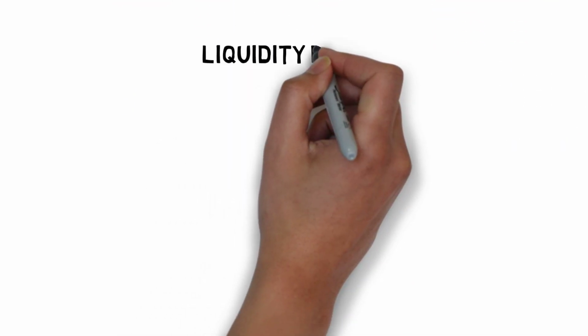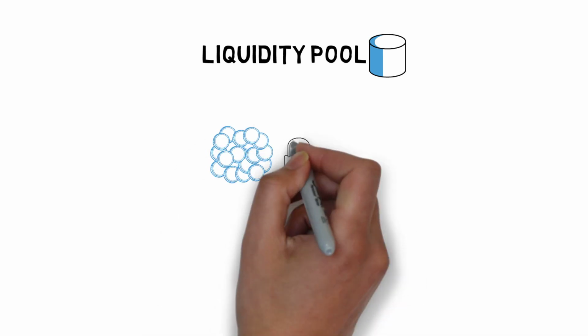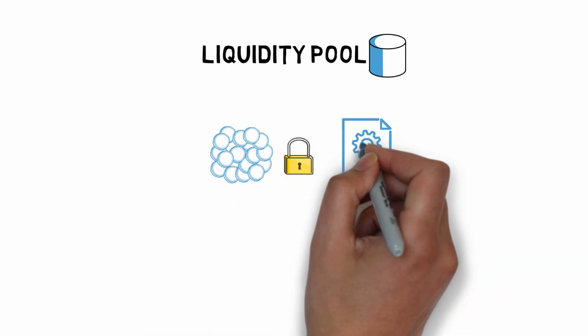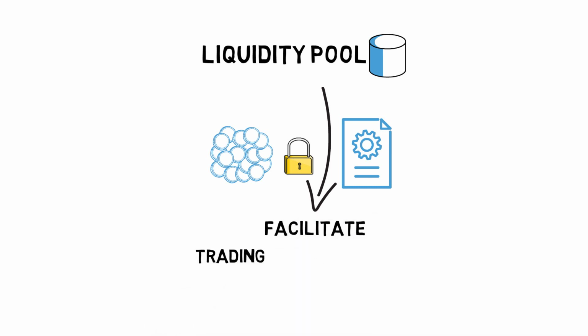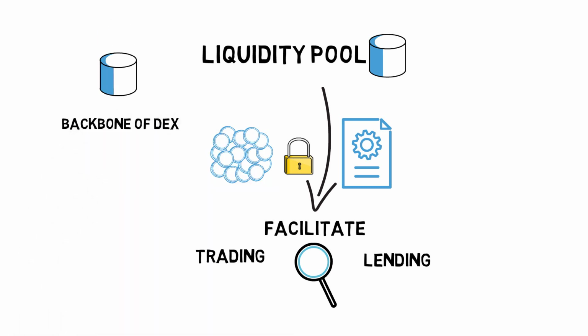What is a liquidity pool? A liquidity pool is a collection of funds locked in a smart contract. Liquidity pools are used to facilitate decentralized trading, lending, and many more functions we'll explore later. Liquidity pools are the backbone of many decentralized exchanges, such as Uniswap.